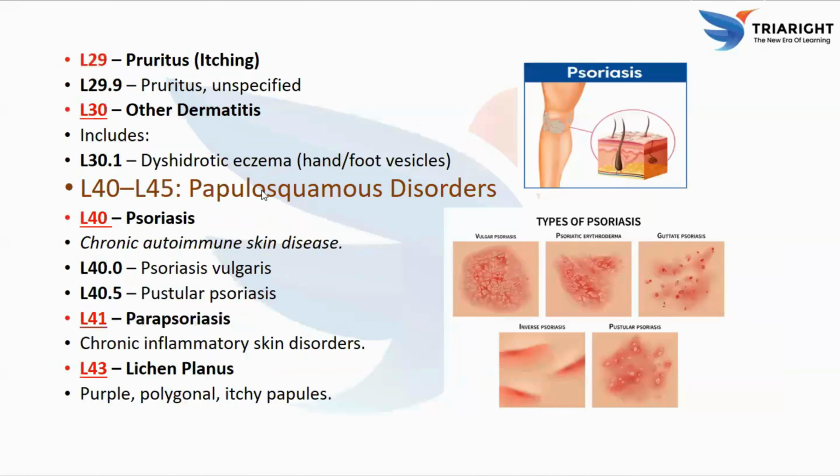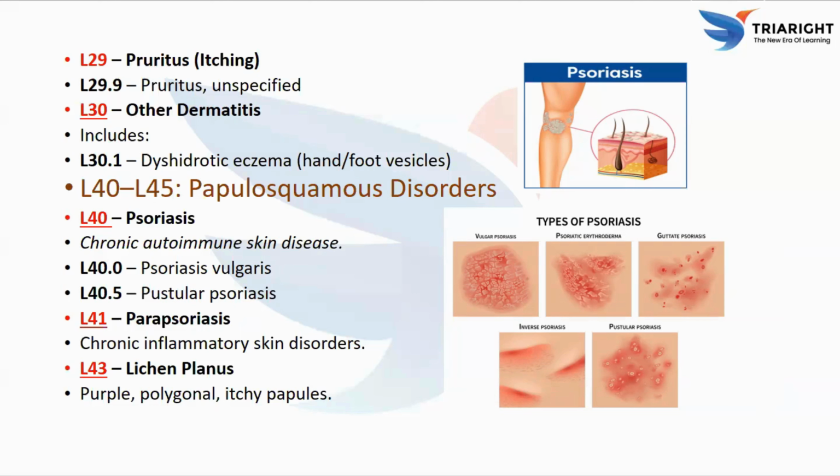So next, coming to the L29 classification. So what is L29 to L45? This section of ICD-10 codes includes skin disorders characterized by inflammation, itching, scaling, papules or plaques. So what is L29? It is for pruritus, nothing but itching. Pruritus is a severe itching sensation of the skin. So L29.9 is assigned for pruritus, unspecified.